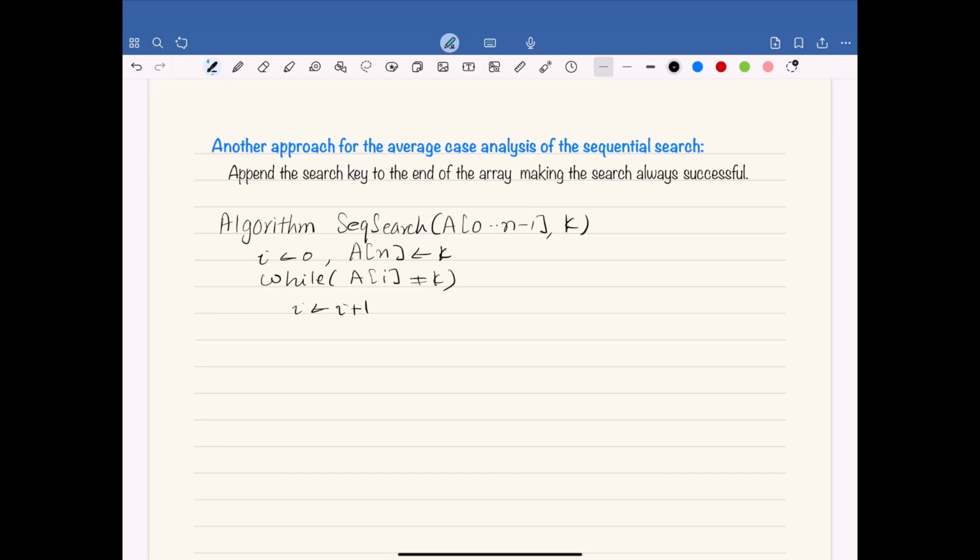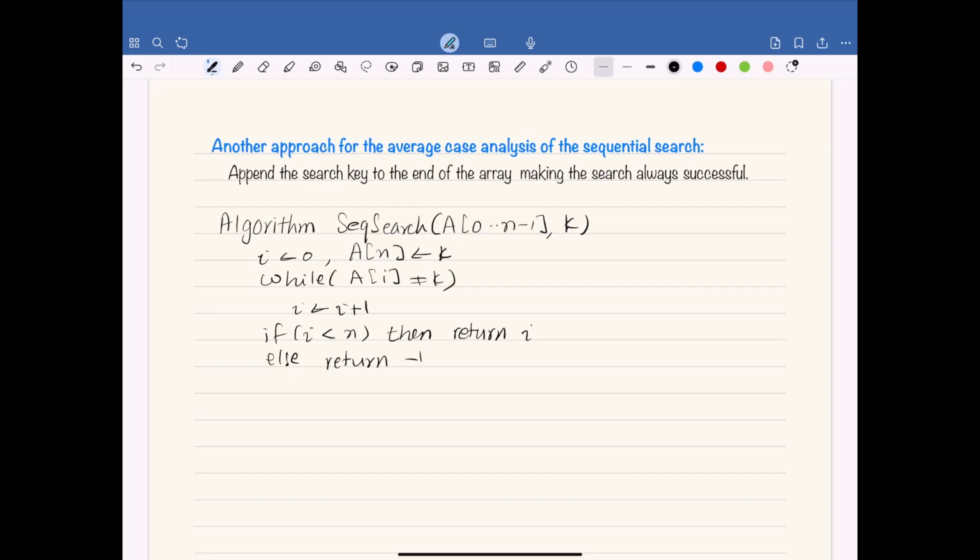So how to check if the search is successful? After exiting the while loop, we test the value of i. If it is less than the size of the array, then the search is successful and it is found at index i. So we say return the value of i. Otherwise, it returns -1, indicating that the key is not found in the array.